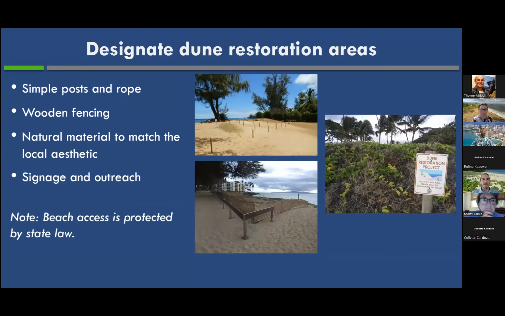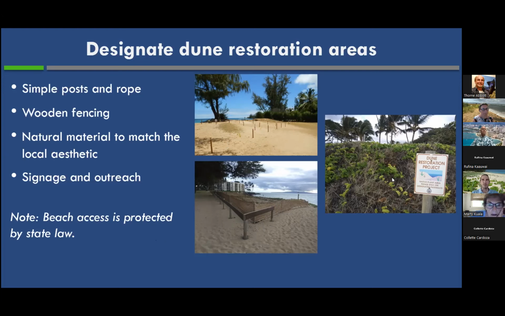So designating walkways, number one. Number two, designate dune restoration areas. So this can be done with simple posts and rope. We tend to do very low profile, so it's minimally intrusive to the beach environment. You can see an example of posts and rope up in the upper left there. You can use wooden fencing, post and rail, like down here on the lower left. Can be really any material that matches the natural aesthetic. And then we accompany any delineation of a dune restoration area with signage.